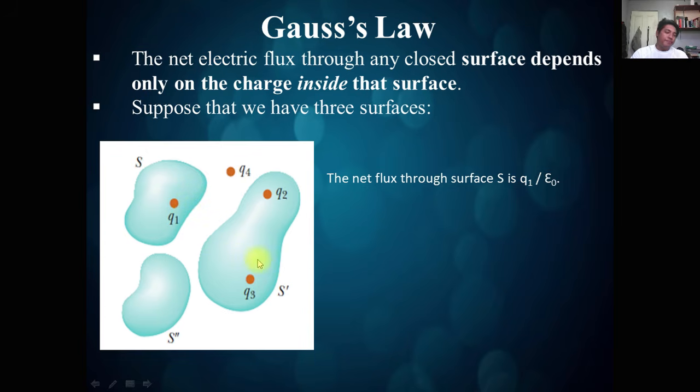How about S prime? This surface. So, that's correct. The net flux through surface S prime is Q sub 2 plus Q sub 3. Oops, forgive me for this. This should be Q sub 2 plus Q sub 3 over epsilon sub 0.